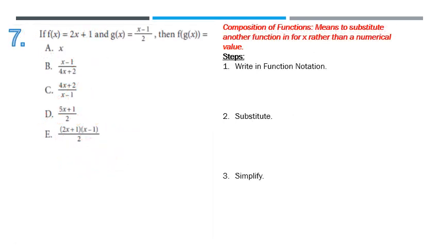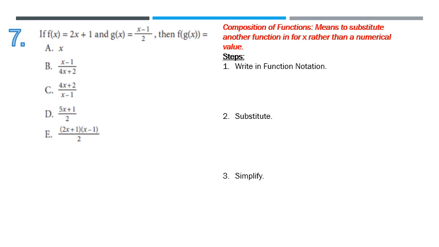Number 7, we are talking about composition of functions. Why is it composition of functions? Because when I look at this, it says if f of x equals 2x plus 1 and g of x equals x minus 1 over 2, then f of g of x, so f composed with g of x, equals. The first thing we're going to do is understand that composition of functions means to substitute another function in for x rather than a numerical value. So write in function notation.